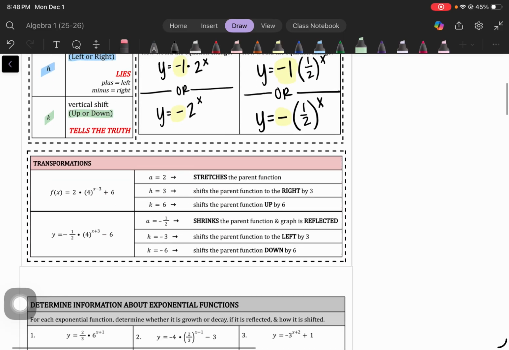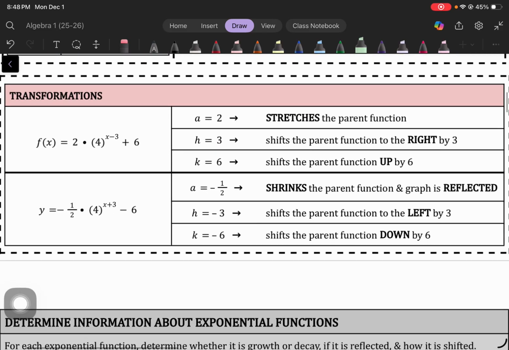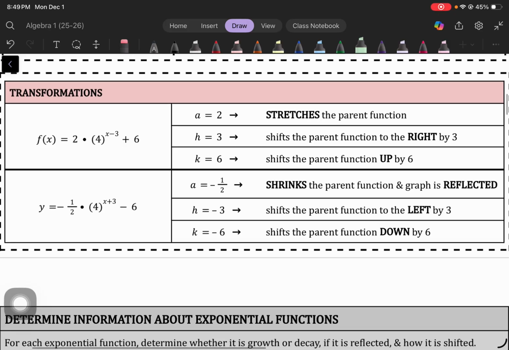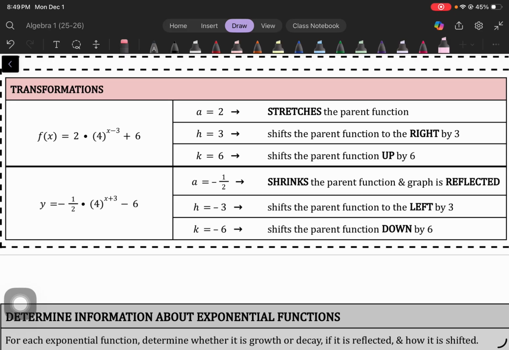Jumping down, let's talk about what these transformations look like when we see them all in the same place. Remember that when we have an A that is greater than 1, that means we're going to have a stretch. It stretches the parent function. It's reaching up faster. It's getting bigger faster.